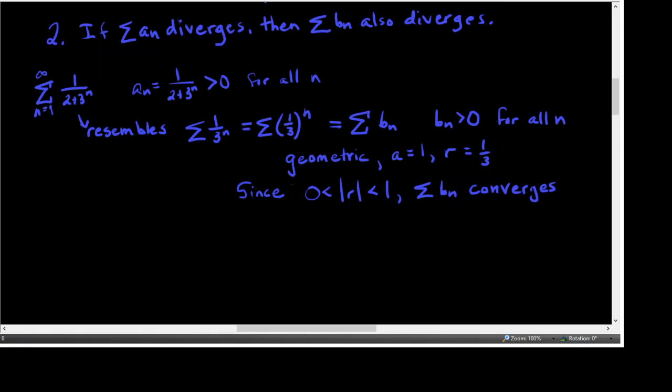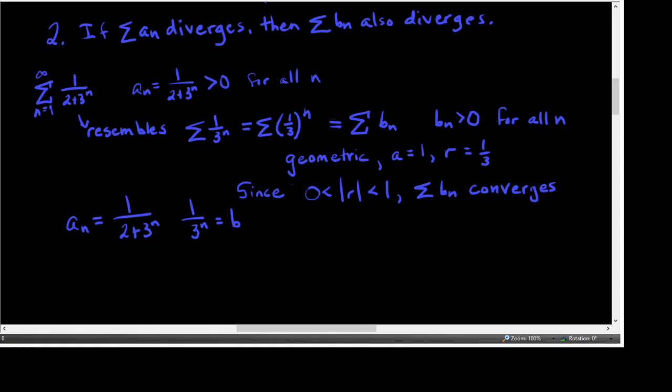All right. So we've established that our series that's really simple is a lot like the one that we were given. Now what we have to do is, starting with the series that's given, which is 1 over 2 plus 3 to the n, or the general term of that series, I should say, I want to compare that directly to b sub n.